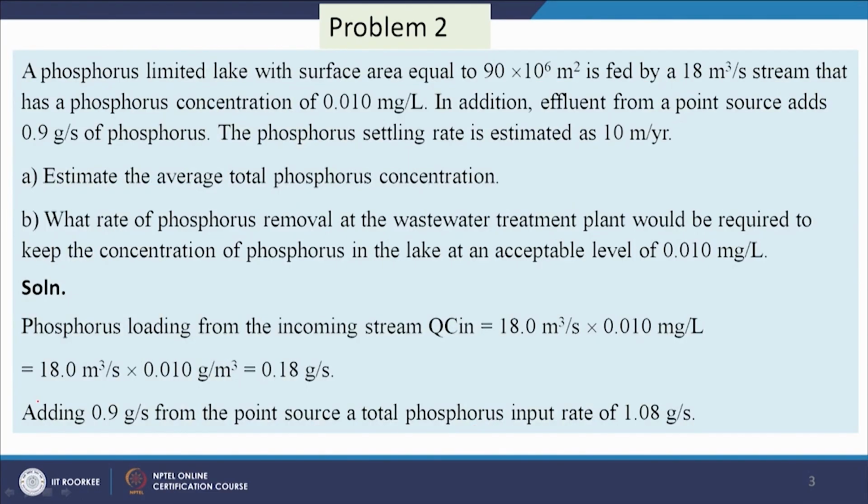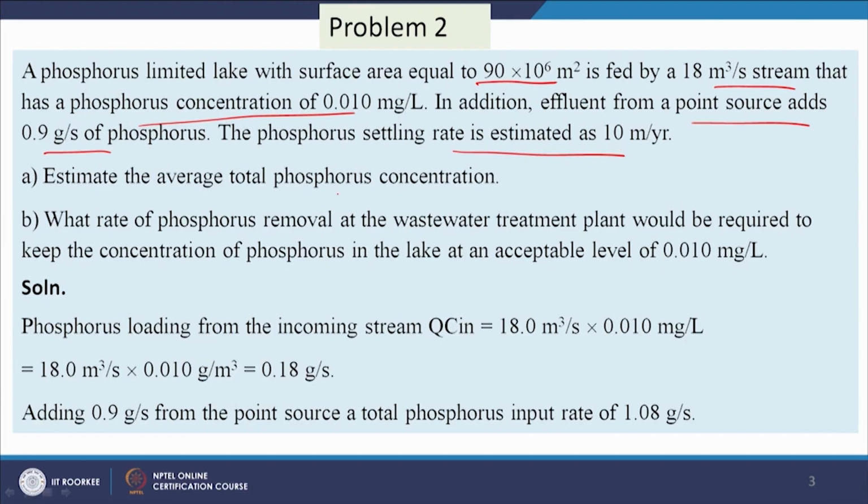Now, problem number 2: a phosphorus limited lake with surface area equal to 90 into 10 to the power 6 meter square is fed by an 18 meter cube per second stream that has a phosphorus concentration of 0.010 mg per liter. In addition, effluent from a point source adds 0.9 gram per second of phosphorus. The phosphorus settling rate is estimated as 10 meter per year.